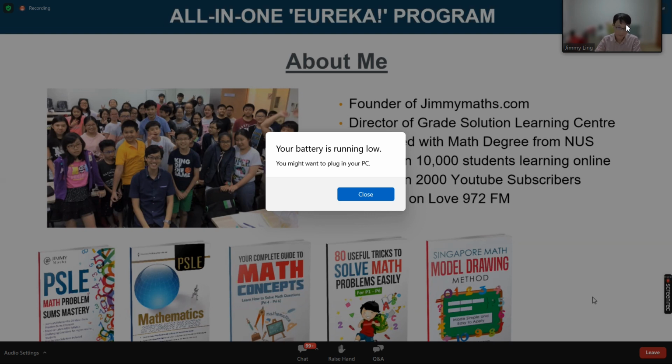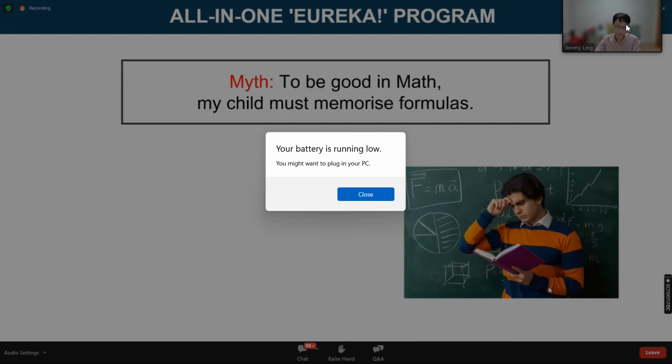So with that, let's go to the first myth for the night. To be good in math, my child must memorize formulas. Parents, how many of you agree that it's important to memorize formulas for maths? If you agree, type agree in the chat. We all know that in maths there are a lot of formulas, right? Well, I'll say no, don't agree, because I put a myth down there.